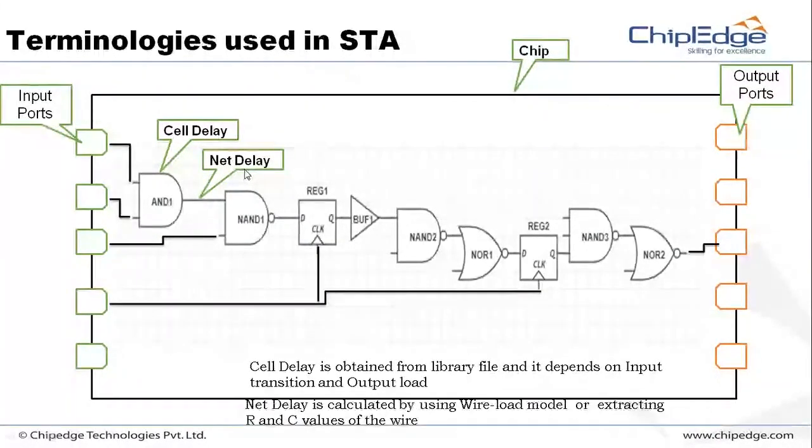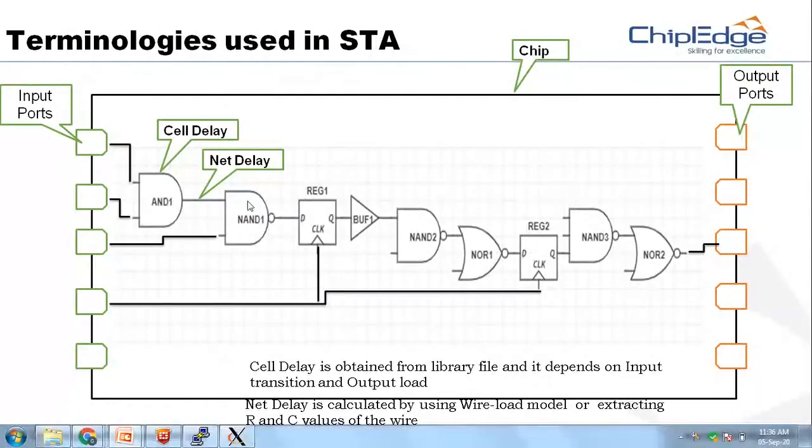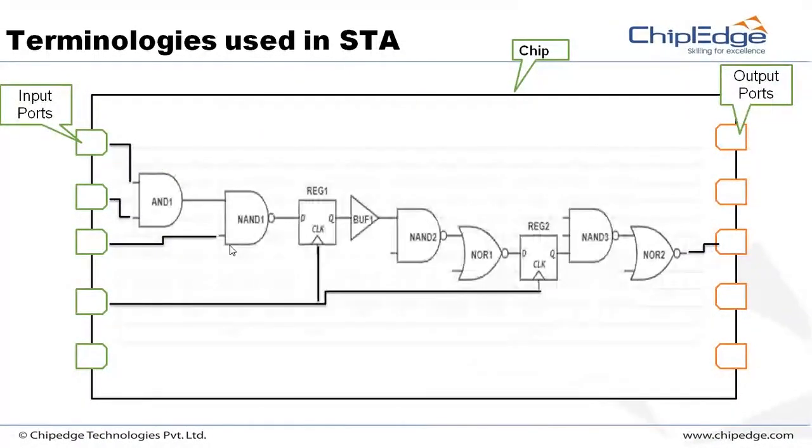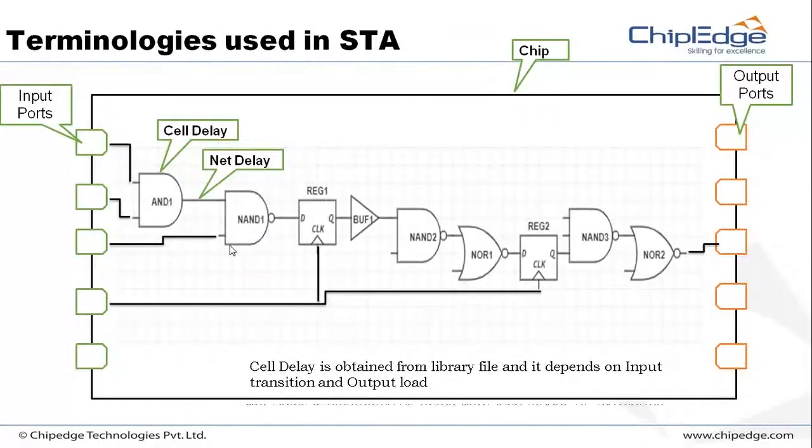How do I get this net delay? If I have routed the nets, I can do something called RC extraction, get the real numbers of RC values, and using the expression tau equals R into C, I can calculate the time delay. If it is not routed, we do something called wire load modeling. We model this wire and get the delays. There are some standard numbers: if the wire length is so much, what will be the delay if it is not routed? We understood what is cell delay and what is net delay, right?